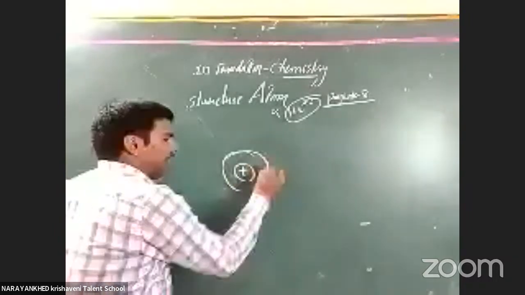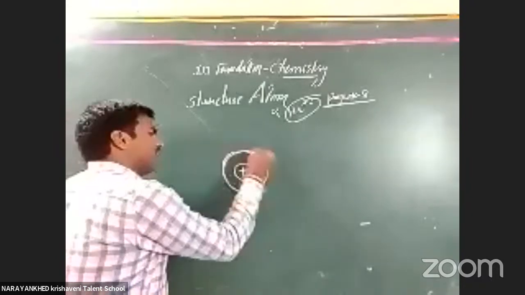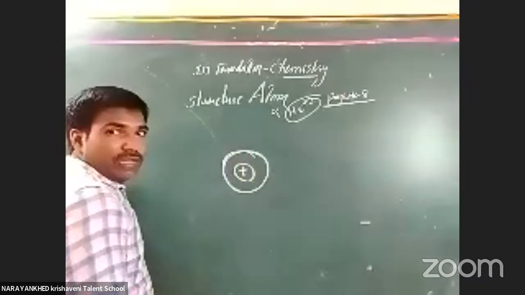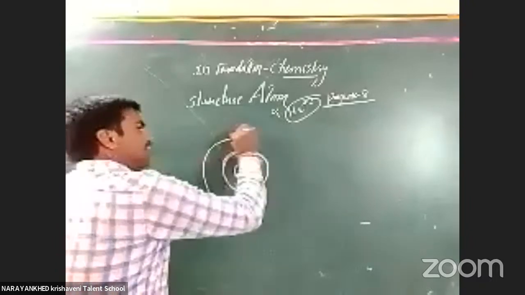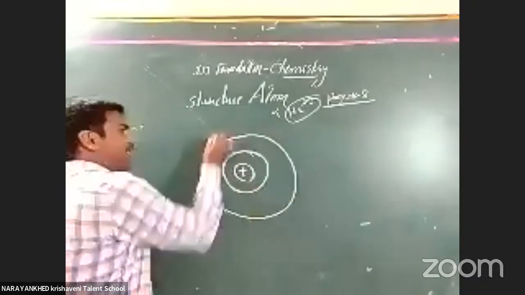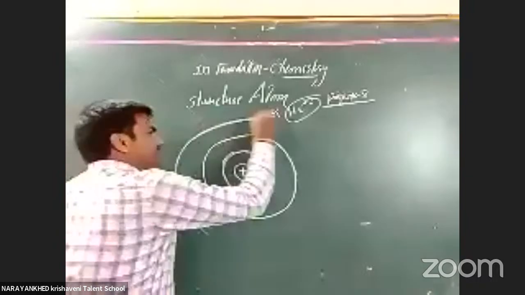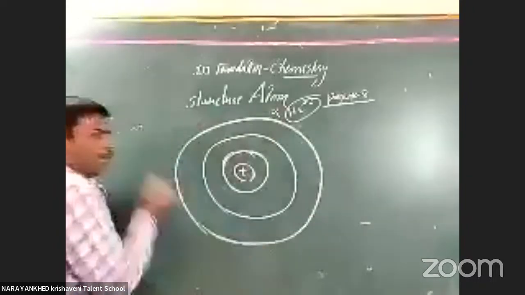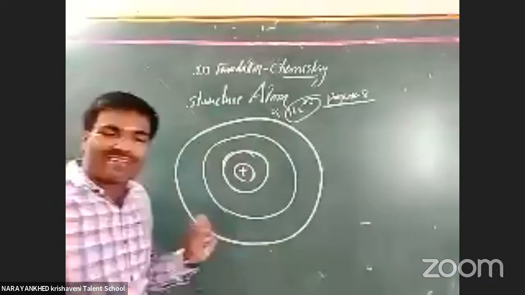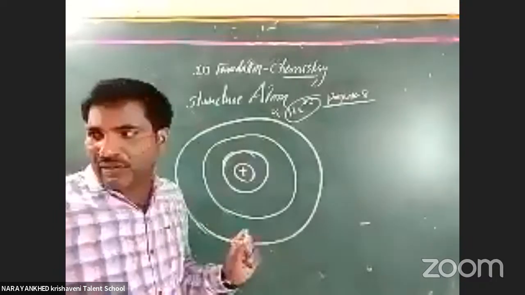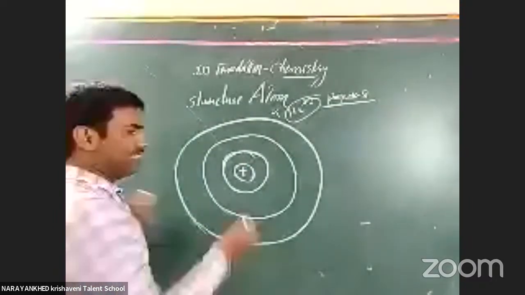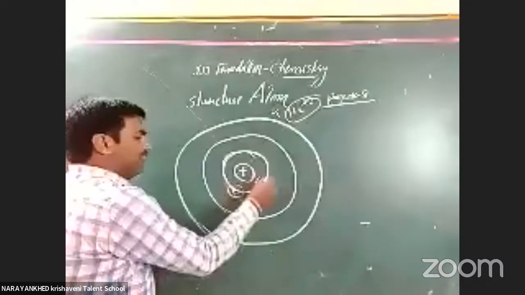Okay, now the center contains a positively charged particle. Around that, electrons are revolving in certain paths. Those paths are called orbits. When electrons are revolving in those particular paths, they do not lose their energy.